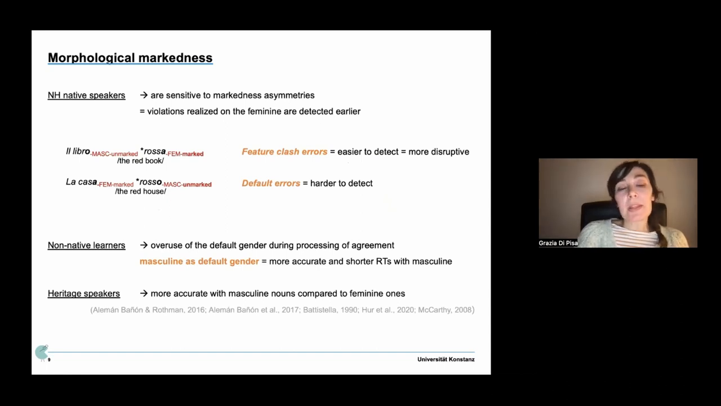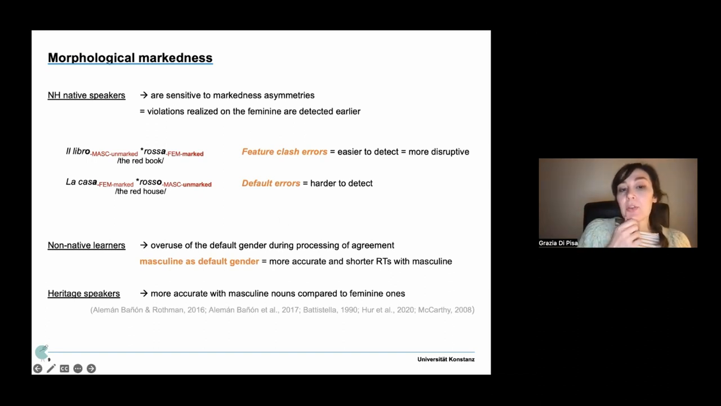There have been some studies on morphological markedness in both non-heritage native speakers and also in non-native learners, for example learners of a foreign language. And these studies have shown that non-heritage native speakers are sensitive to markedness asymmetry, so they are sensitive to this marked versus unmarked distinction. And usually violations relying on the feminine adjective are detected earlier. What I mean is, let's have a look at these two examples. Il libro rossa: we have a masculine noun, and then we have the adjective in the feminine. This is called a feature clash error, and this kind of error is considered much easier to detect because it is much more disruptive to process. Compare this instead to la casa rosso, where we have a feminine noun and the adjective is in the masculine. These are called default errors and these are harder to detect.